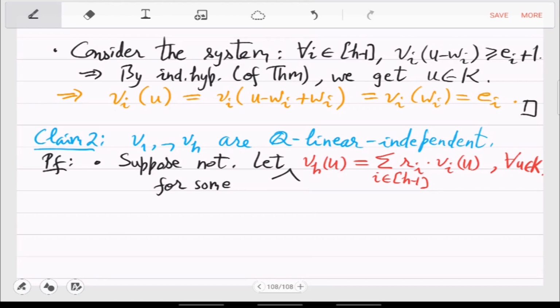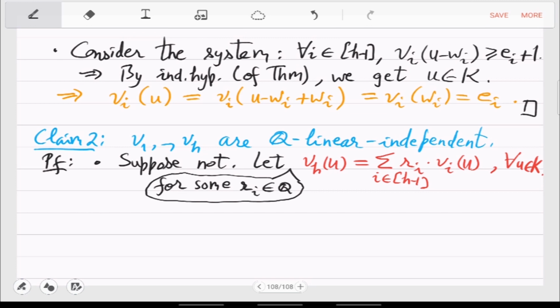For some R bar in rationals. So let R1 to RH minus 1 be some rational numbers such that this identity holds for all u. Okay, the valuations are basically linearly dependent. We are assuming that. So we want to get a contradiction from here.